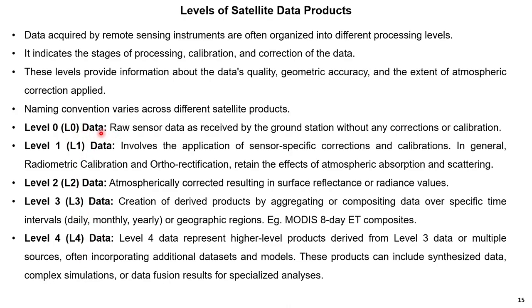So L0 data, that is level 0, is the raw data. No geometric correction, nothing is done. It is just recorded by the satellite, received at the ground station and comes directly to the user. That is level 0. Then you have level 1. Here they do radiometric calibration, then orthorectification, that is the geometric correction, but it will have the effects of atmospheric absorption and scattering. So level 1 data will not have atmospheric correction. We need to perform atmospheric correction for level 1 data.